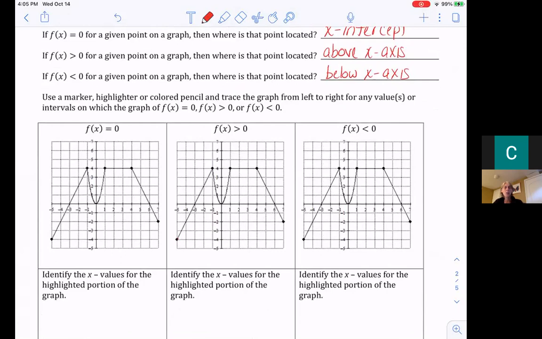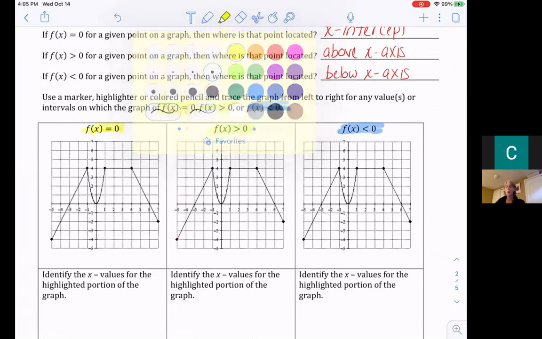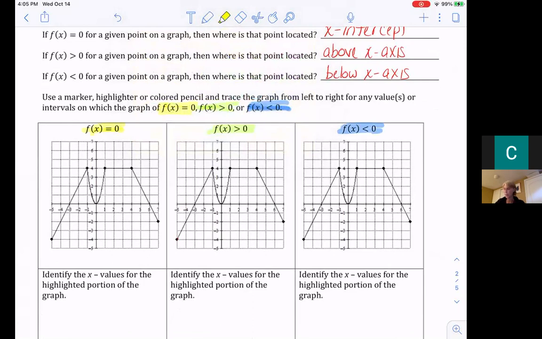So now we want to use a marker, a highlighter, or a colored pencil. Good thing we have our iPads. I'm going to use a highlighter. Trace the graph from left to right for any values on which the graph is. So we're going to do f of x equal to 0 first. Then we'll do f of x greater than 0. Then we'll do f of x less than 0. So we're going to start with where is f of x equal to 0? And obviously that's going to be at our x-intercepts.